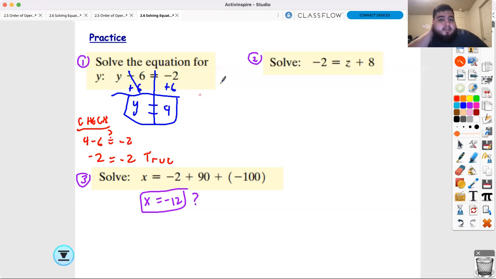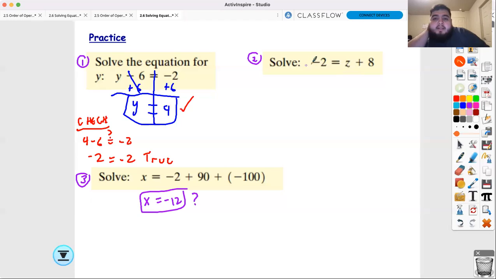Remember, these are practice problems. This was y'all's responsibility. So I'm working them out, but I need y'all to participate. So if we got a true statement for the check, what can we conclude about the solution? Can we say it is or it isn't? It is. There you go. Excellent. So now let's look at number 2.